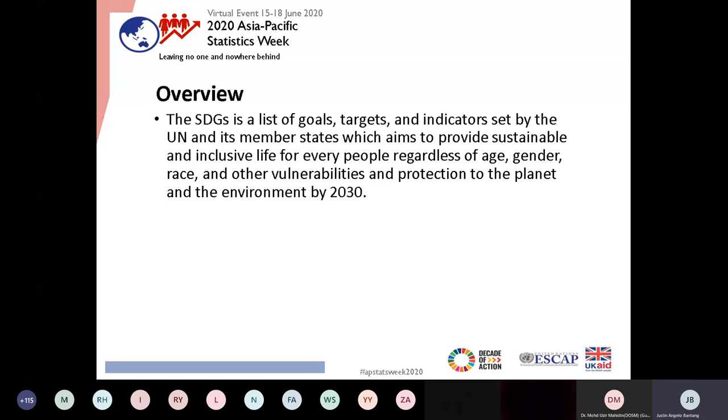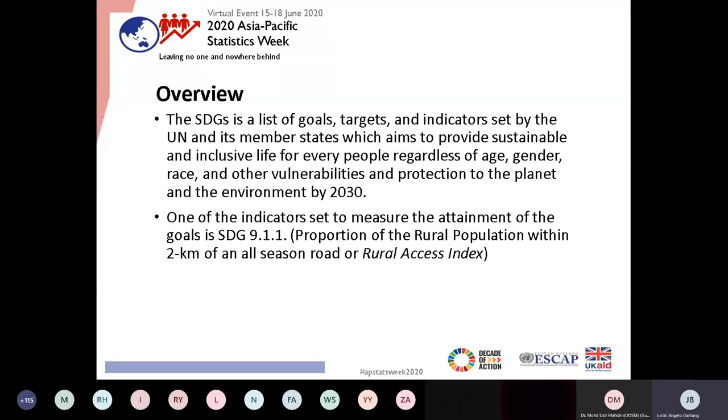And one of the indicators of the SDGs is SDG 9.1.1, or the proportion of the rural population within 2 kilometers of an all-season road, also known as the Rural Access Index.